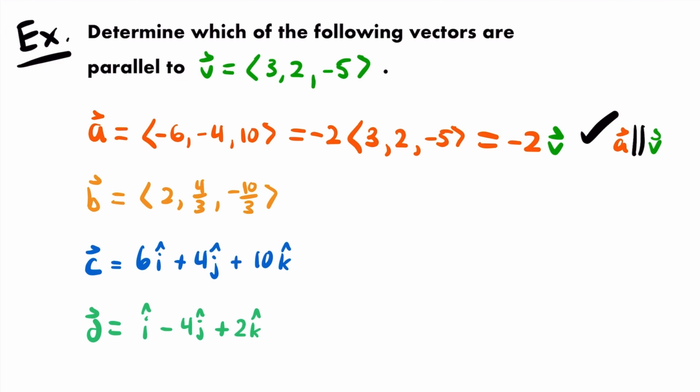Okay, but now I'm going to move on to vector B here. To show if vector B is parallel to vector v, once again, I'm just going to start by pulling out some kind of a common factor. And so what can I pull out of these 3 components?